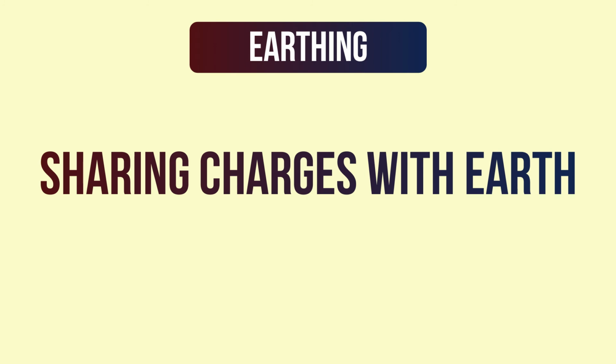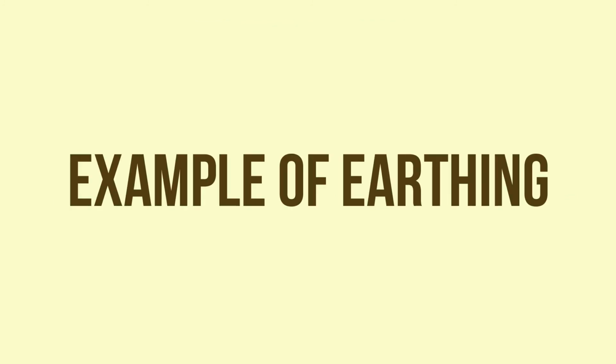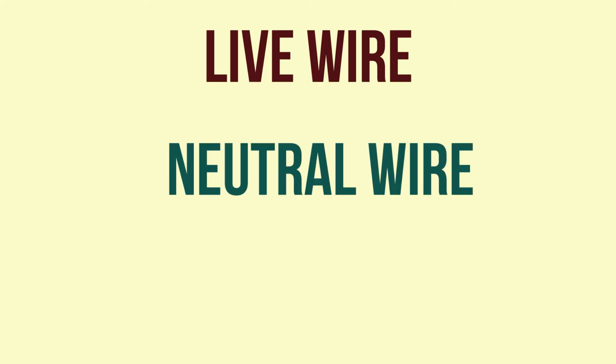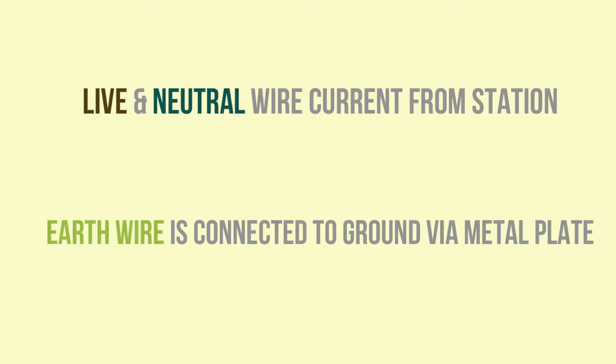Guys, this process has a huge practical importance. The earthing provides the safety for electrical circuits and appliances. And I will give you one example of it. Guys, the electric wiring in our houses has 3 wires, namely live wire, neutral wire and earth wire. The first 2 carry the electric current from the power station and the third wire is connected to earth by a metal plate buried inside the ground.